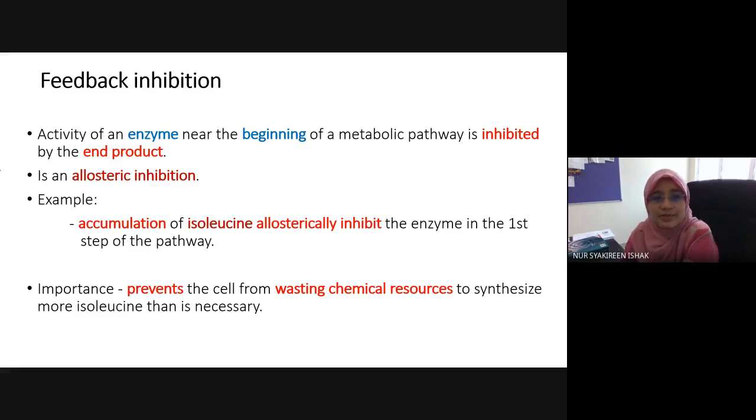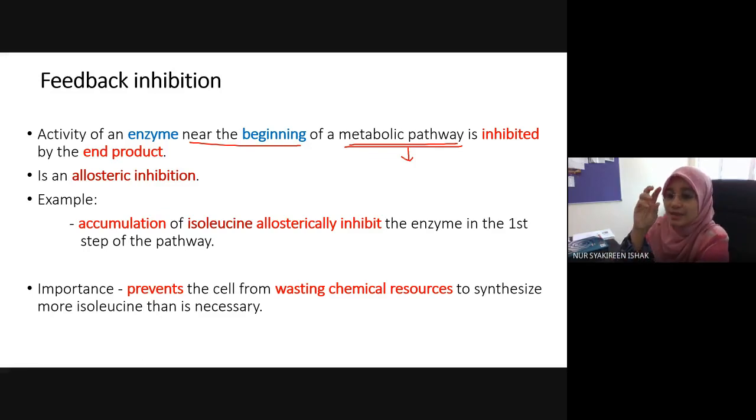So the next one is feedback inhibition. For this one, the activity of an enzyme near the beginning of a metabolic pathway is inhibited by the end product. What is a metabolic pathway? A metabolic pathway is the biochemical reactions that occur within cells that involve many enzyme interactions. You have the initial substrate, which binds to the first enzyme and produces an intermediate product. The intermediate product binds to the second enzyme, produces the next intermediate product, and binds to the next enzyme. So basically it involves reactions with many enzymes, from the initial substrate to the end product.